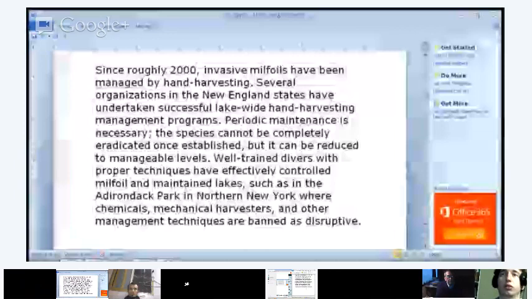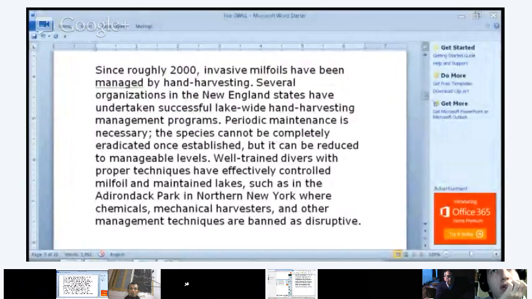Since roughly 2000, invasive milfoils have been managed by hand harvesting. Several organizations in the New England states have undertaken similarly successful hand harvesting management programs. Periodic maintenance is necessary. The species cannot be completely eradicated once established, but it can be reduced to manageable levels.